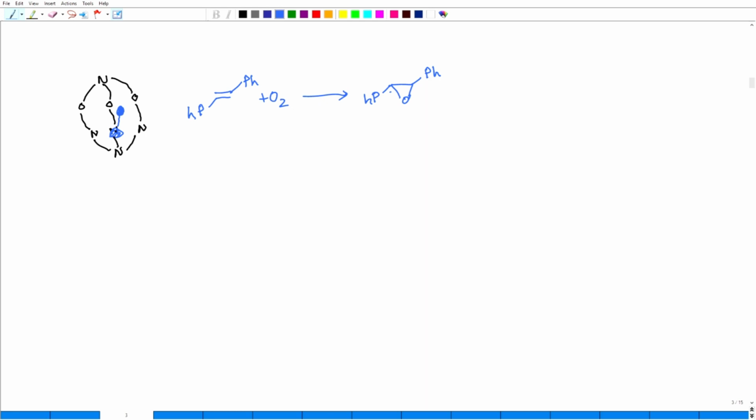Okay. What is the yield? Yield is quantitative. Quantitative. Okay. So, almost quantitative yield you can get.